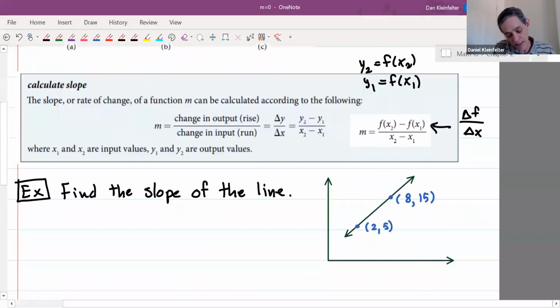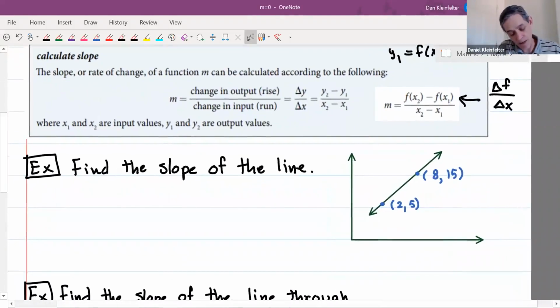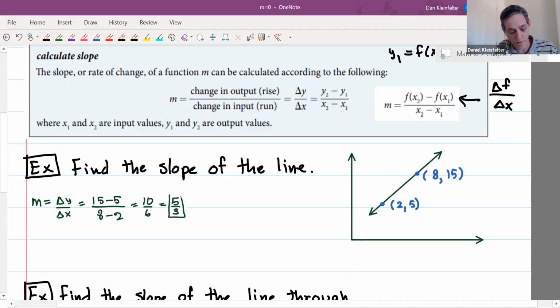All right, so let's calculate the slope. This is something that you should have done before in intermediate algebra, even if it's been a while. That's okay, but it should be mildly familiar. So we'll take m. That's going to be the change in y divided by the change in x. Okay, and so here I'll have 15 minus 5 divided by 8 minus 2. That will be 10/6. You always want to simplify that. That will be 5/3.